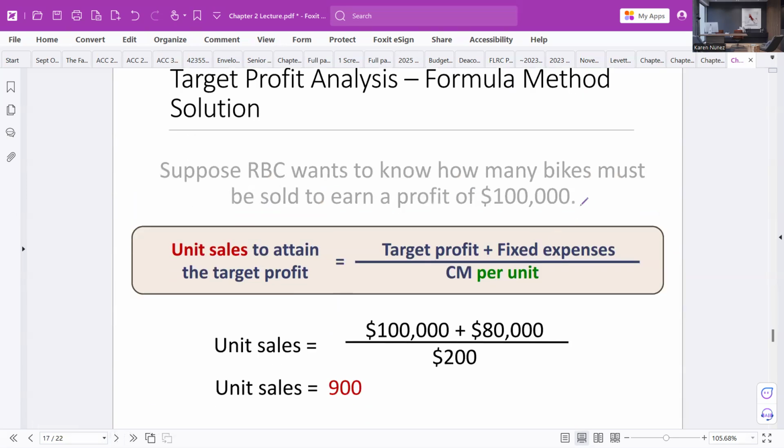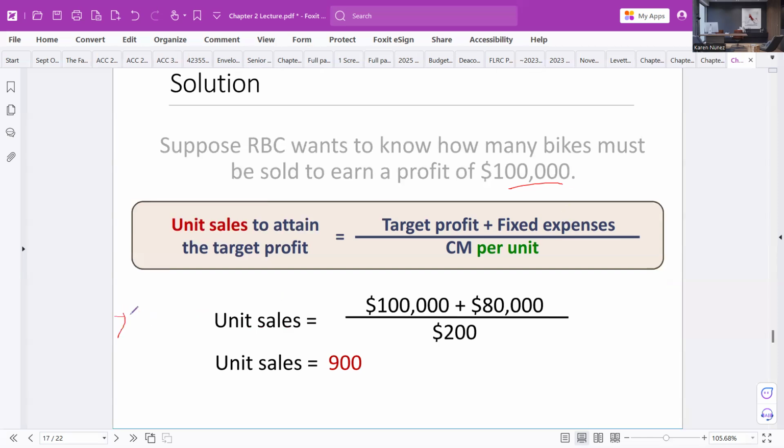So in this example, if they want to earn $100,000, so they don't want to just break even, they want to earn $100,000 in profit, the formula again, target profit in units, or let's just abbreviate it target Q, where Q is units. So that's the $100,000 profit target plus $80,000 of fixed expenses, divided by the contribution margin per unit. They need to sell 900 units to generate that profit.